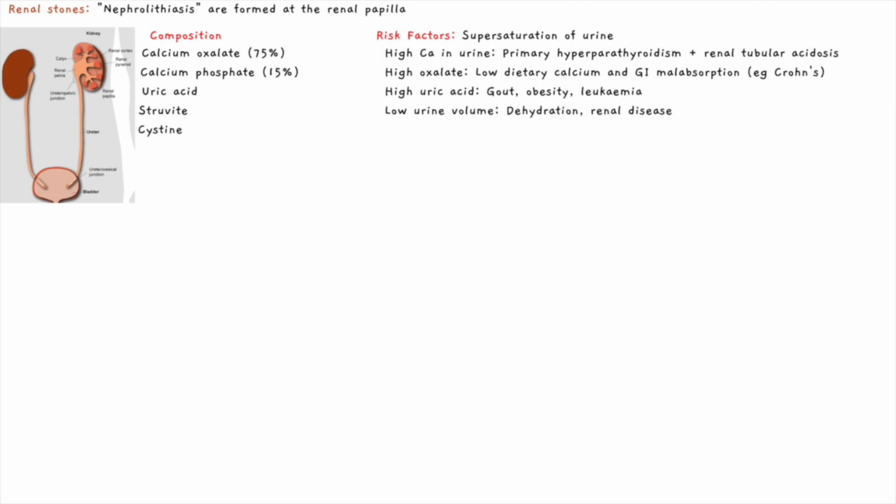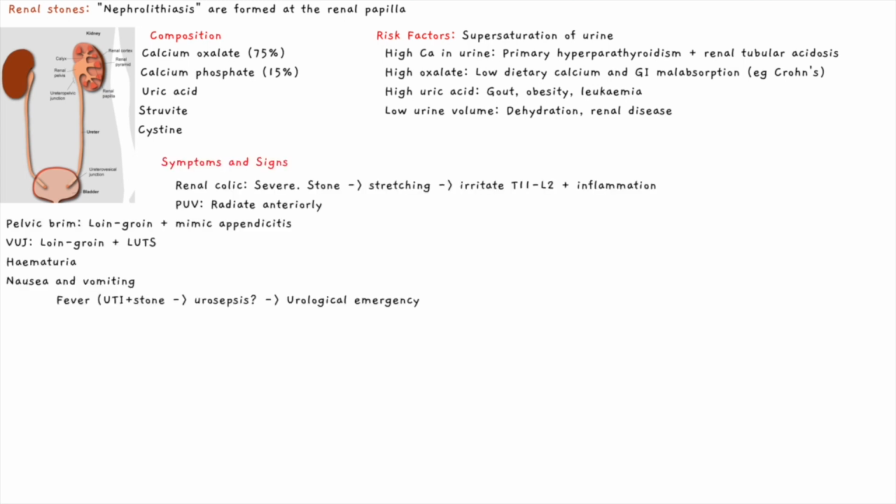Factors that increase calcium in urine include primary hyperparathyroidism or renal tubular acidosis. Increased oxalate in urine can result from low dietary calcium because oxalate is an anion that binds to calcium in blood. Hence, another consideration is gastrointestinal malabsorption of calcium or oxalate, such as in Crohn's disease. Higher urate levels can be due to gout or leukemia due to destruction of pyrimidines and increased cell turnover, resulting in increased uric acid in blood. Remember, this is from supersaturation of urine, so another cause is just low volume in the urine, such as in the case of renal disease or dehydration.